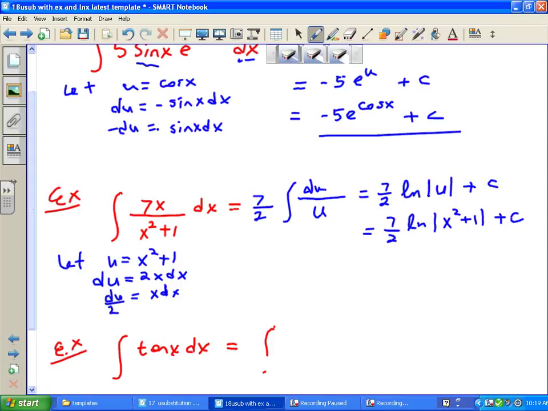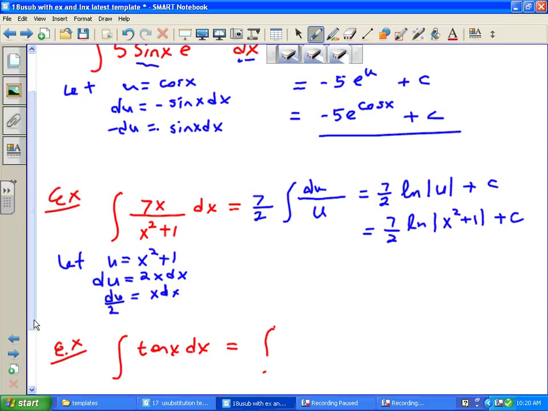How could I check this answer? Differentiate the answer, and that should give us what we started with, right? At the moment, just don't worry about the absolute value. Say those are parentheses. As a matter of fact, x squared is always positive, plus 1 is always positive. For this question, you really don't even need the absolute value. This quantity is always positive anyway.